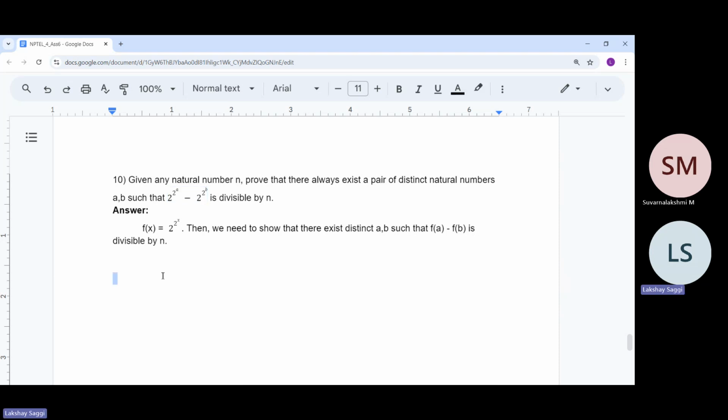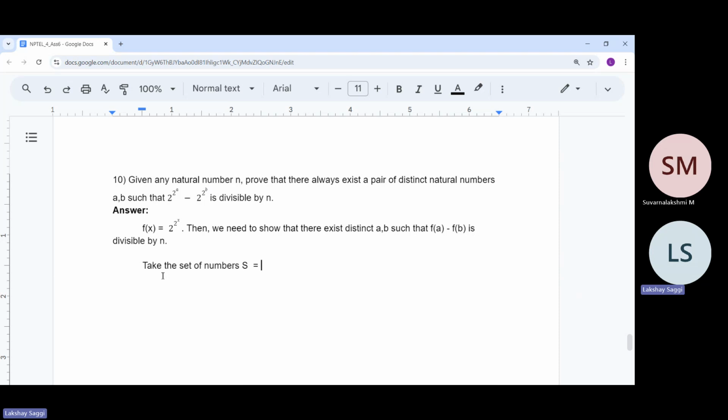So this is the high level idea, and now we'll try to find two such a and b such that f of a and f of b leave the same remainder when divided by n. And how do we go about this? Again, we can use the pigeonhole principle. So just take the set of numbers.